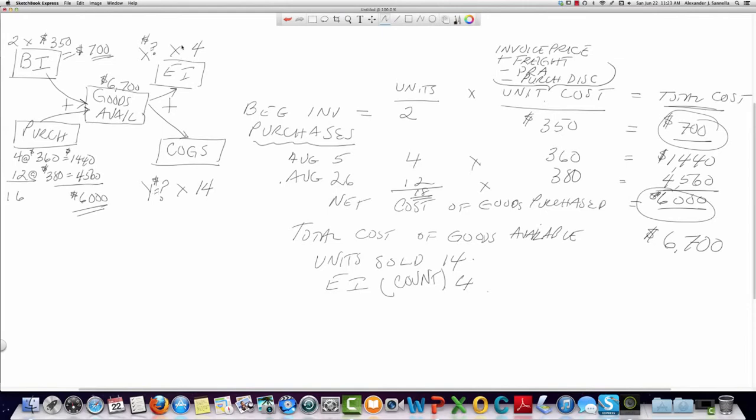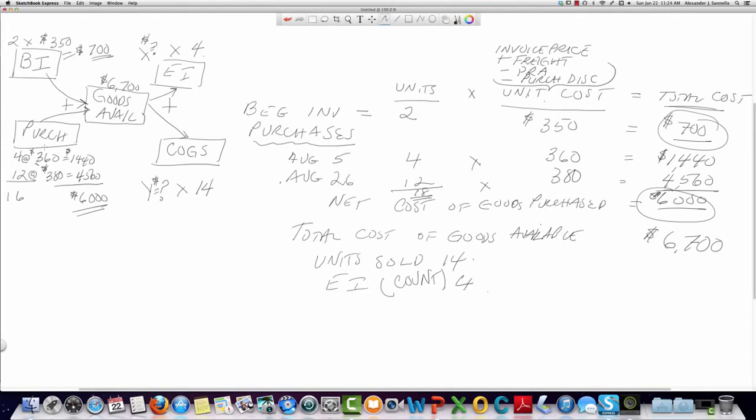Okay. Now, the question, of course, is simple. Obviously, the first and most simplistic case that we looked at is where we have a constant unit cost. The problem here is where we've got a changing unit cost. And if we could specifically identify them, that would be easy. So if I knew that the 4 units in ending inventory right here came from the batch of 360, then I know my cost, and it's quite simple.